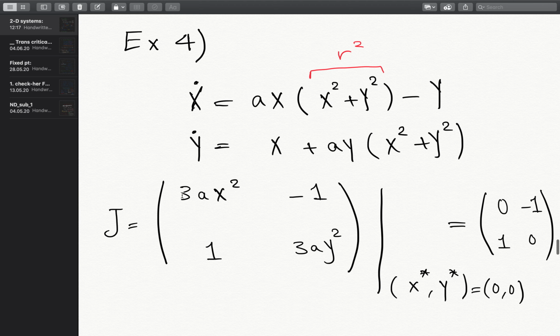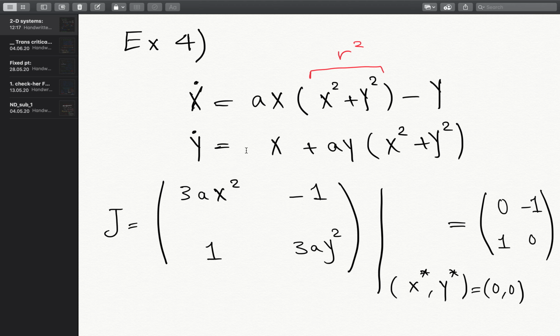And now we want to find the Jacobian. The Jacobian is the first derivative of the first equation with respect to x for the first element. This is ax cubed. Therefore, it is going to be 3 times ax squared. What is the first derivative of x dot with respect to y? It is minus 1. How about the first derivative of y dot with respect to x? It is 1.